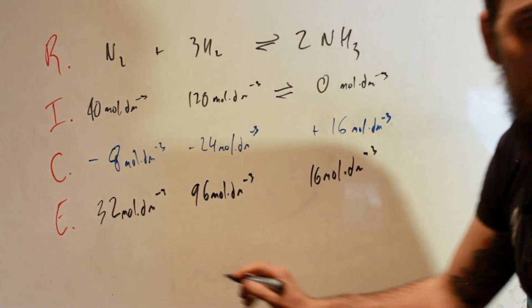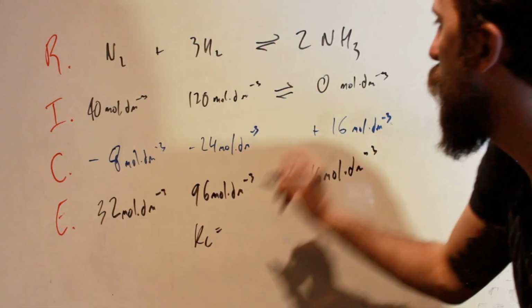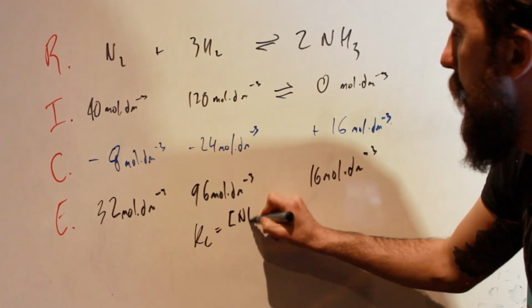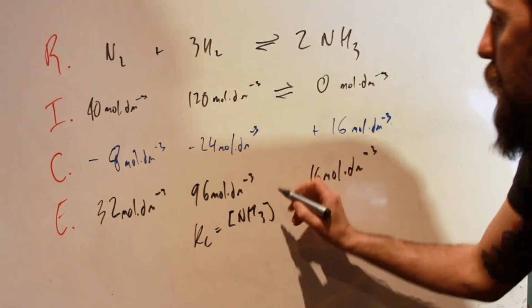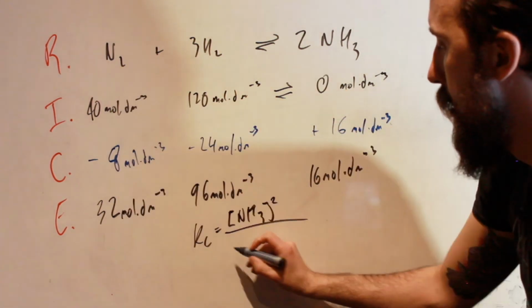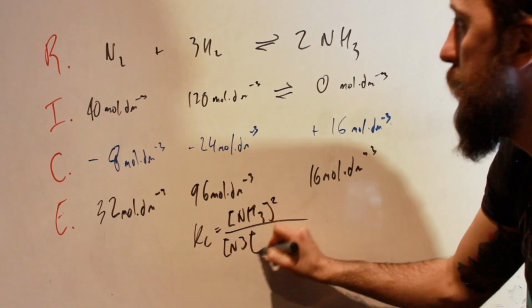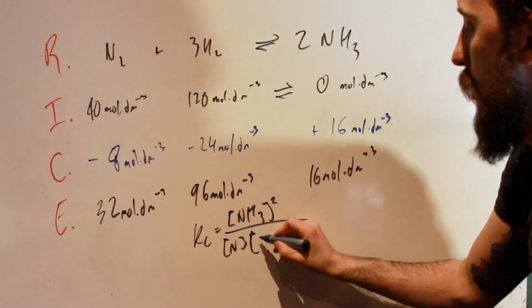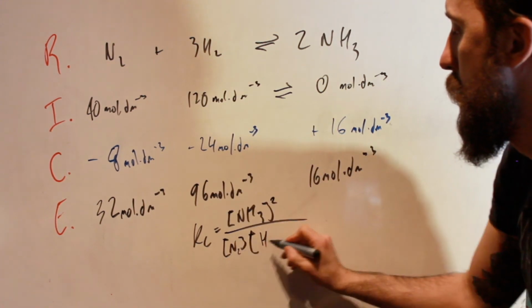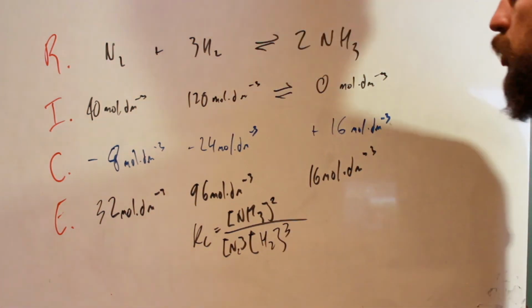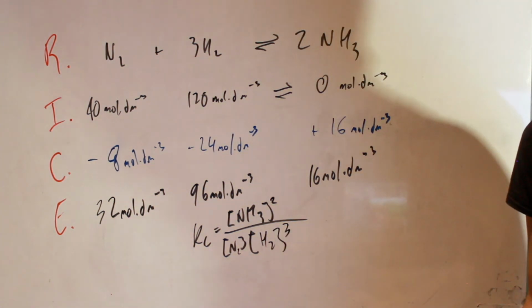Now we've got to do our equilibrium expression. My Kc is equal to the concentration of NH3 to the power of 2 divided by the concentration of nitrogen times the concentration of H2 to the power of 3, cubed. So let's plug in those numbers.